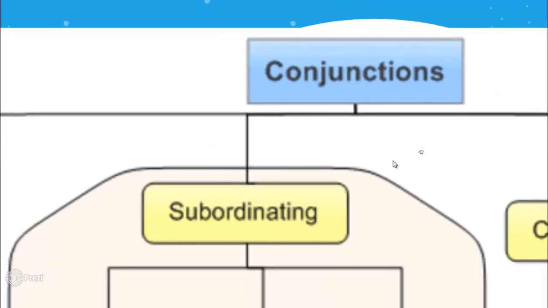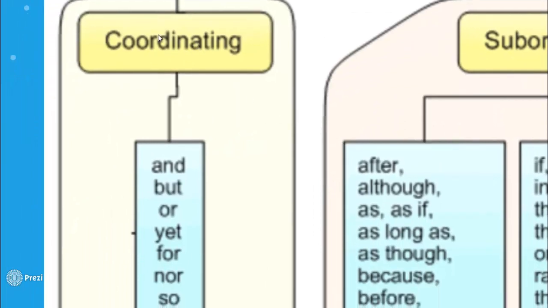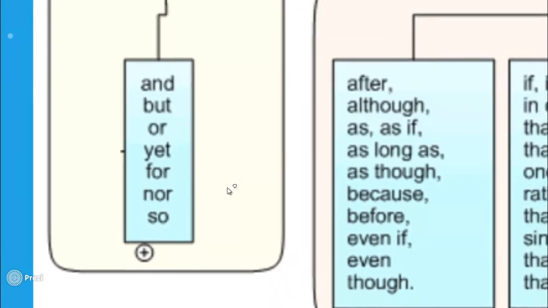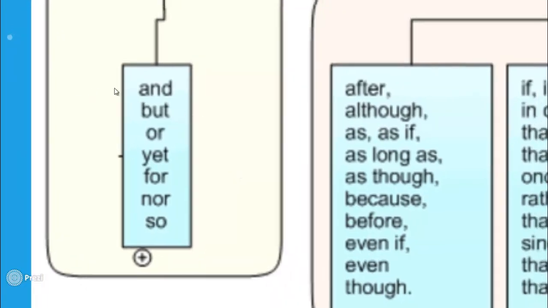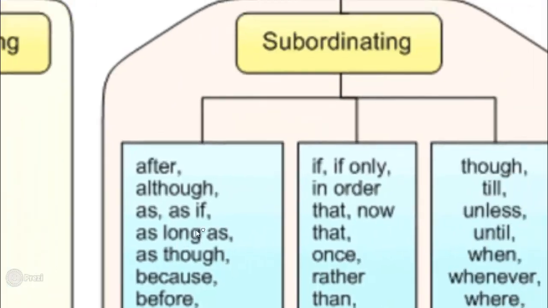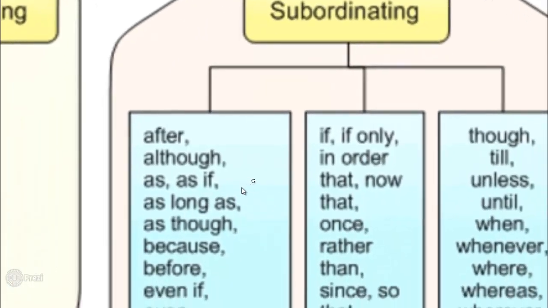That is a conjunction. For example, we have coordinating conjunctions, these being and, but, or, yet, for, nor, and so. Like I can play and I can swim. I can play but I cannot swim. I can play or I can swim. I can play yet I cannot swim. All of them. Then we have the subordinating conjunctions.